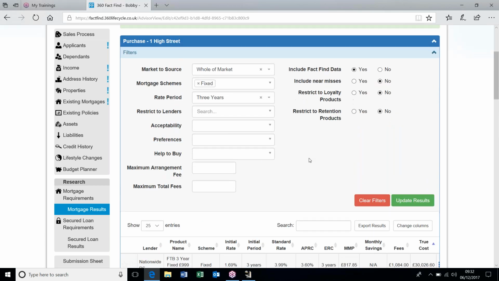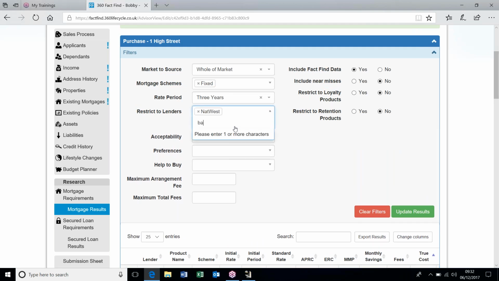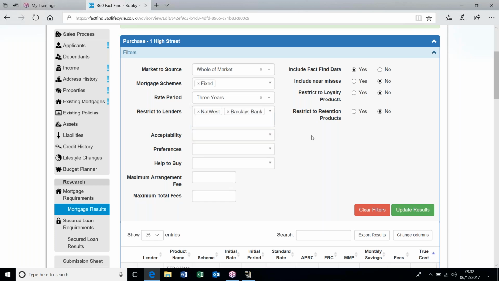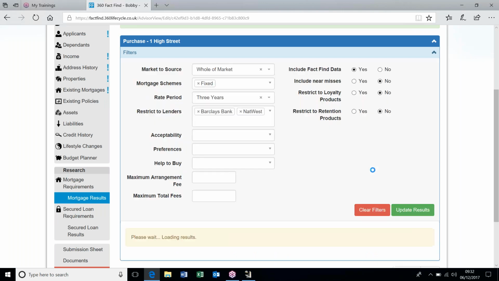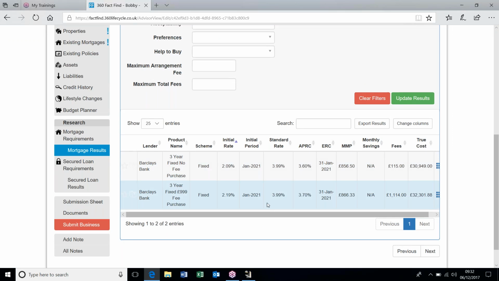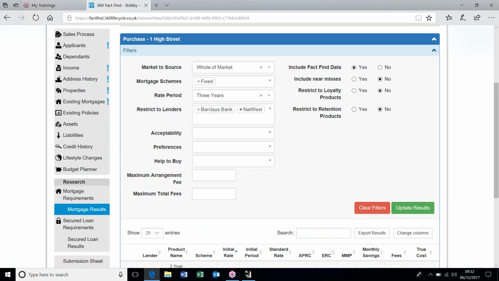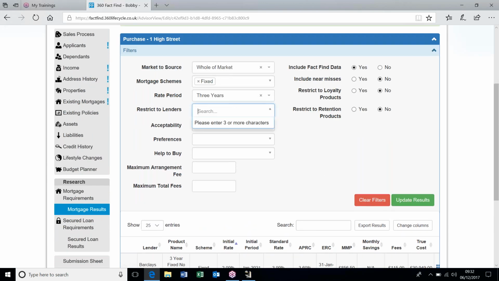Now, if I want to restrict it a bit further, I can do. What I can do is I can just look at certain lenders. So I can start typing in NatWest, for example, and you can include as many of these lenders as you want to. Update your results. And now we can see that in this instance, Barclays Bank come up, NatWest haven't come up at all, but it starts restricting it a little bit for me in terms of the comparison reporting. Again, just take those off to get back to all the lenders.